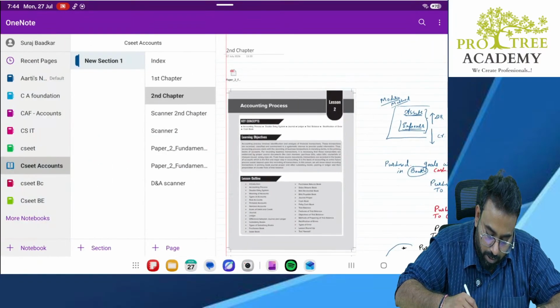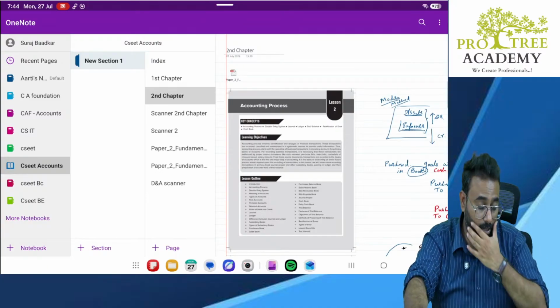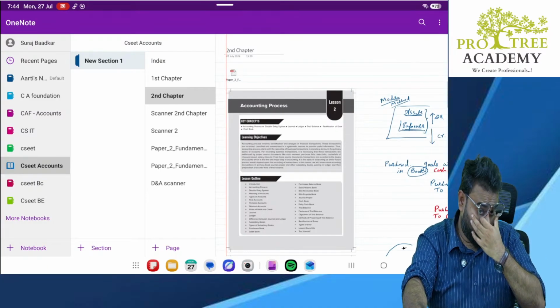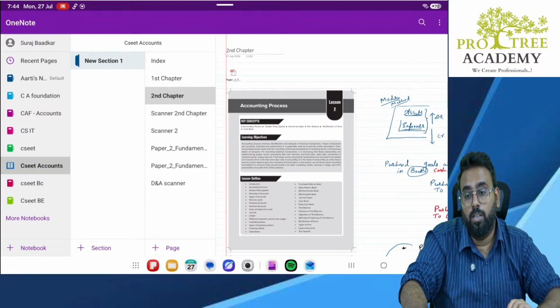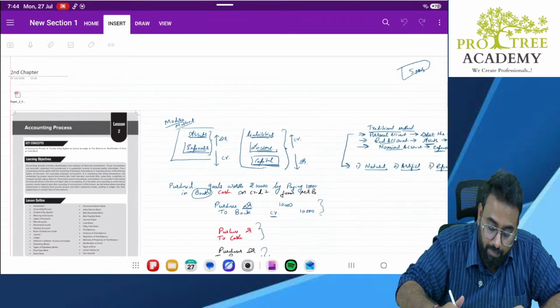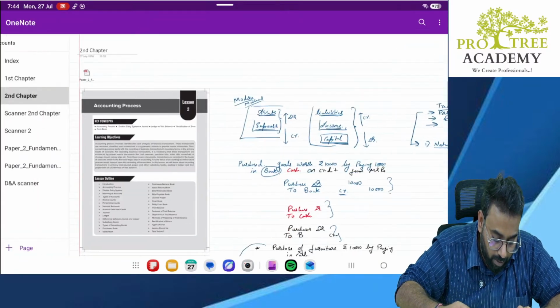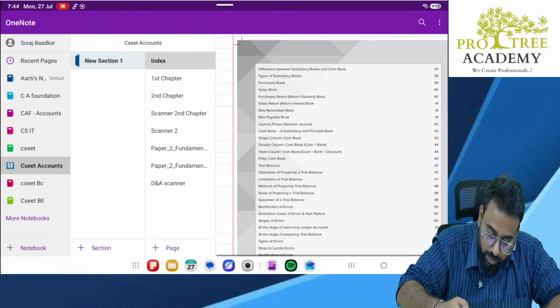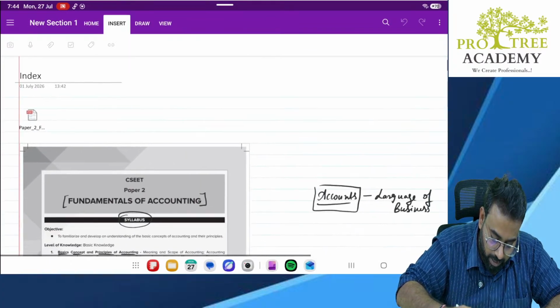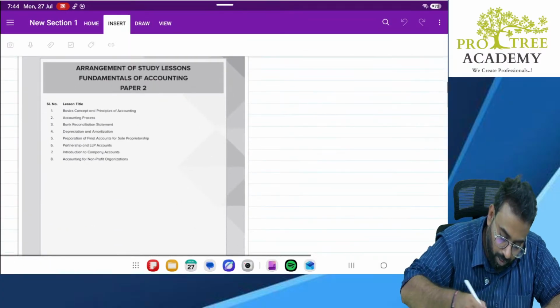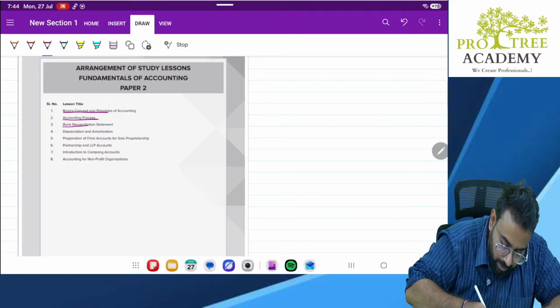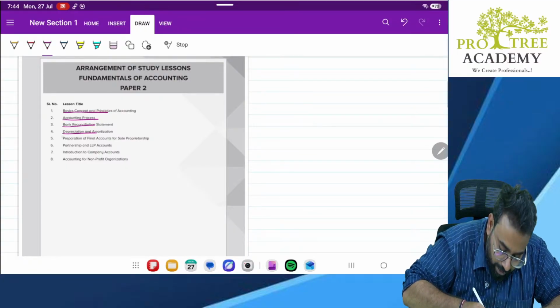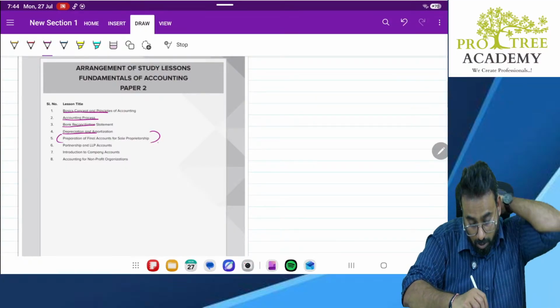Then the next one was our BRS. Then the last one was our depreciation. Correct? Yes? So in the next class, we will be starting with the next chapter. Okay? So what is the next chapter? We'll briefly discuss, then we will wind up. So we completed this, 4 chapters are done. Now the next chapter is preparation of final accounts for sole proprietorship.